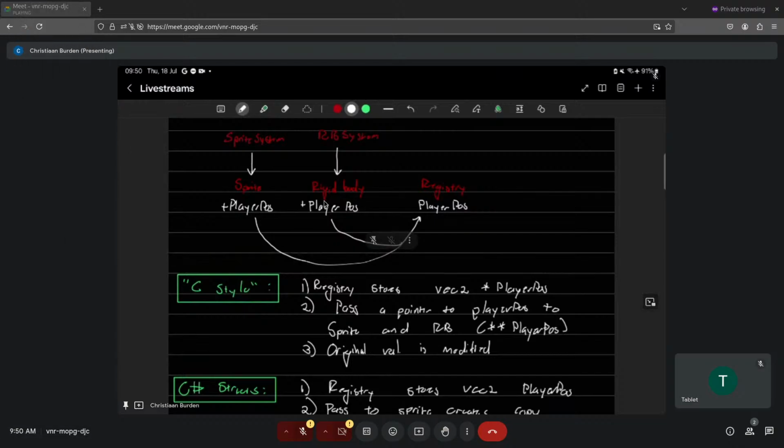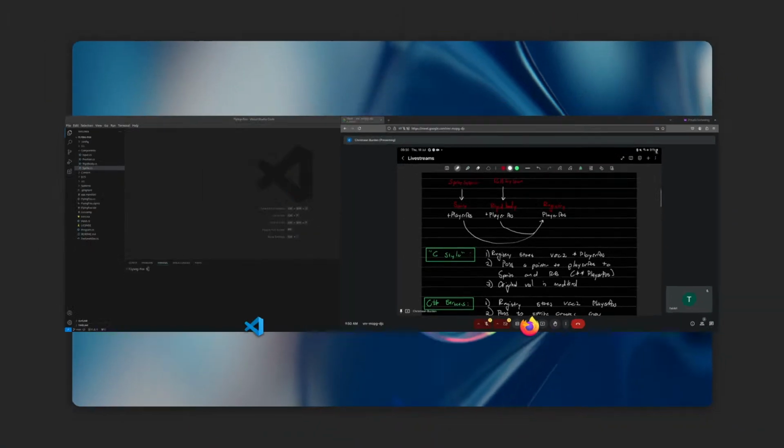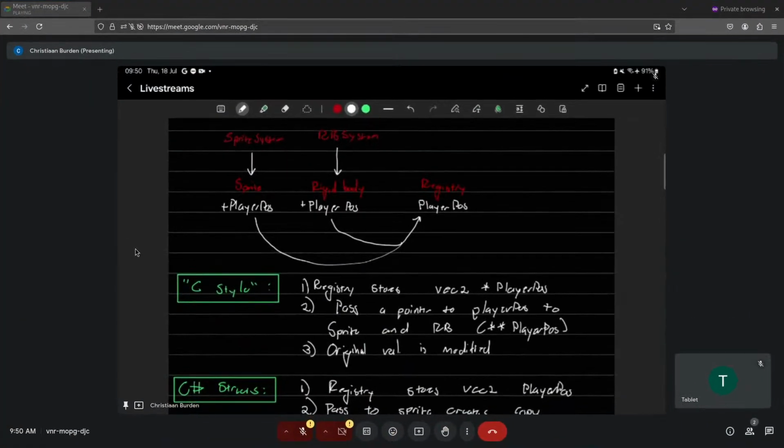So, I made a little note for us. If you look in the code of the Flying Fox, you will see that there is a sprite system, a rigid body system, and sprite and rigid body components. The registry is where everything is stored. This is like just an array of all the components, so it's easier to get to the components and everything. The idea of a struct is faster access.